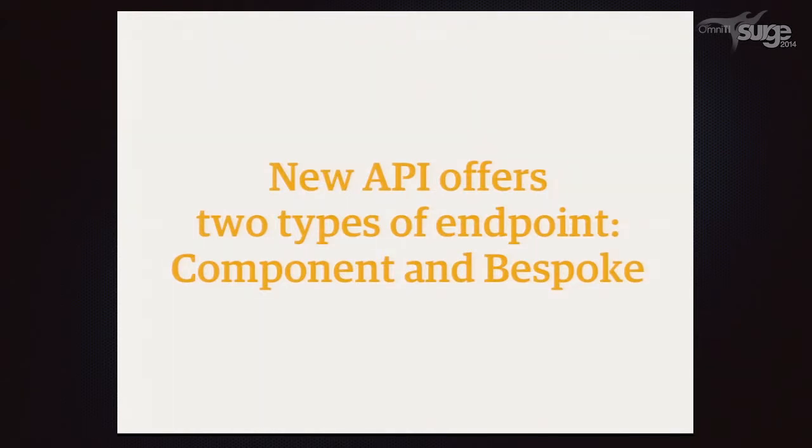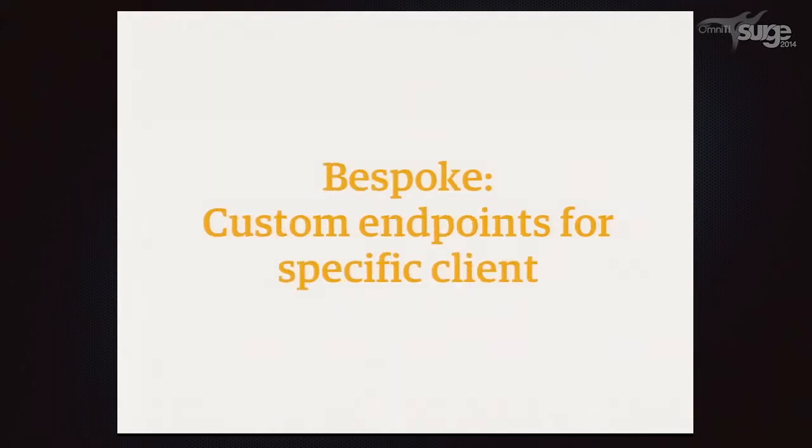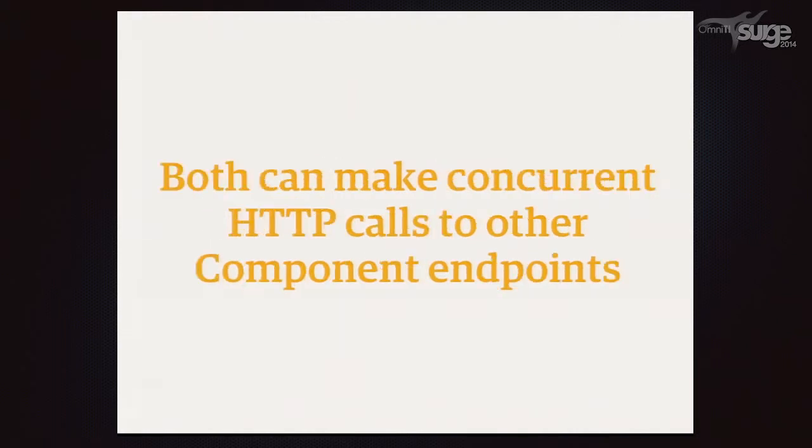So we now have two concepts with API endpoints, the first of which is a component endpoint, and the second of which is a bespoke endpoint. A component endpoint is simply your traditional RESTful endpoint that returns a generic resource, a domain object of some type in our system. So it's a listing, a shop, a member, or a favorite. A bespoke endpoint is written with one client in mind, and the idea is that it can go and find a whole bunch of these domain objects and compose them into a single response to return to the client. Both of these can also make use of the HTTP concurrency to make additional calls and do their data fetch in a faster manner.